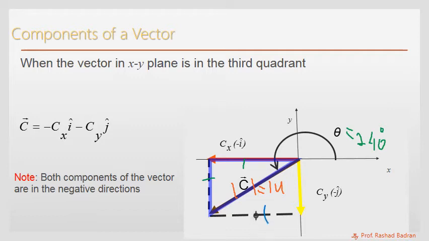In this right angle triangle, we choose an absolute angle phi, which can be found if we subtract 180 from the given angle: 240 minus 180, then the answer is 60 degrees.